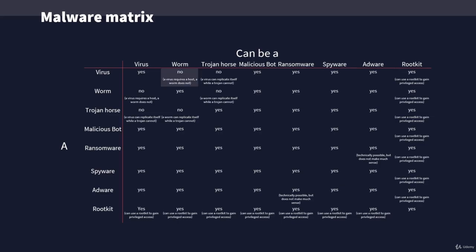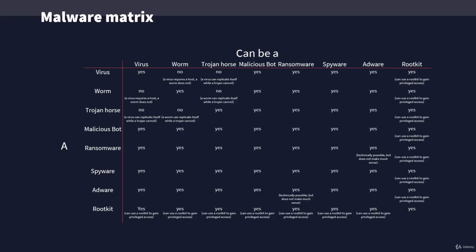A virus cannot be a worm. Why? Because a virus requires a host, while a worm, which is a standalone program, does not. A virus cannot be a Trojan either, because a virus can replicate itself while a Trojan cannot. Besides that, a virus can be a malicious bot, ransomware, spyware, adware, and finally, can use a rootkit to gain privileged access and/or conceal itself.